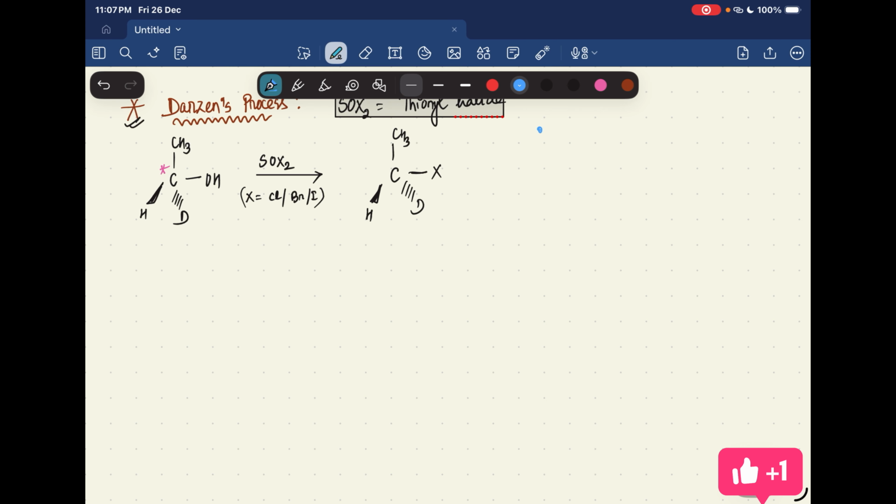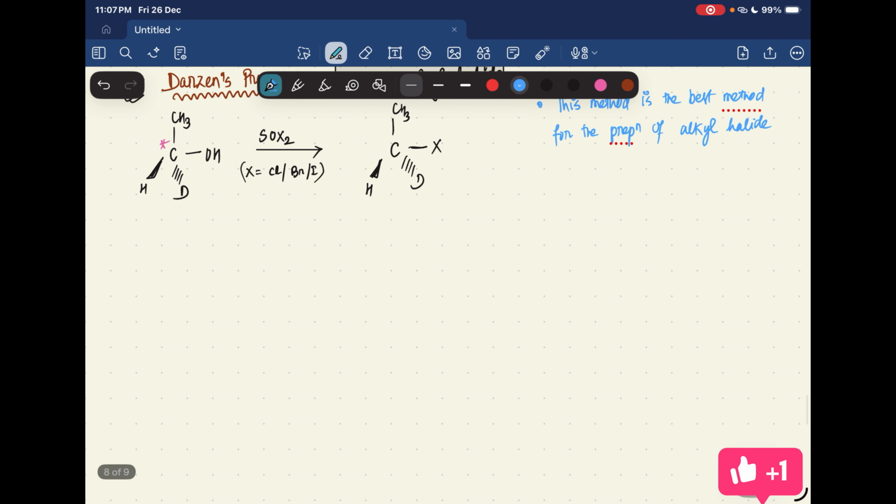The first point is that this method is the best method for the preparation of alkyl halide. Very important point. Why is this so? We'll discuss one by one.